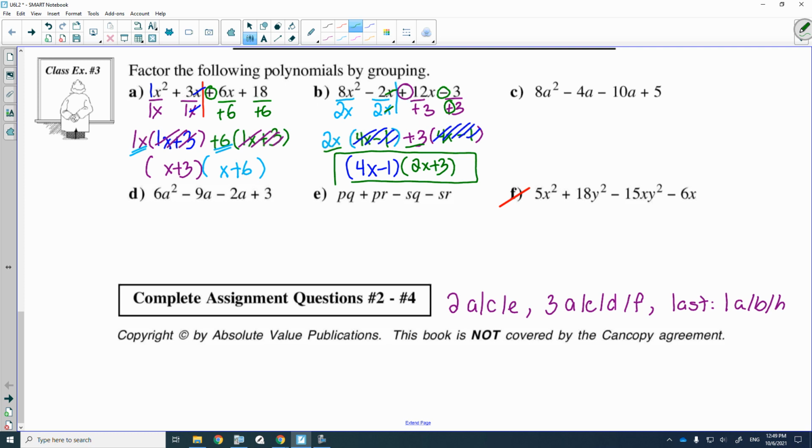I'm going to do C with you because it has a negative. And then you're going to try D, and I'll pick 2 people for the factors of that. Let's do C together though, because the negative, make sure you get this correct. So 4 terms, split it in half. GCF of those first 2 terms, Justin, what do you think? 8a squared and a 4a.